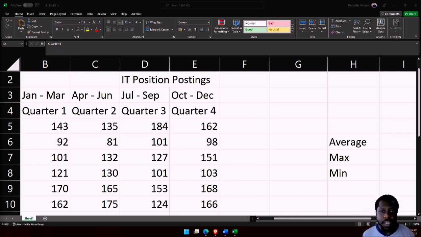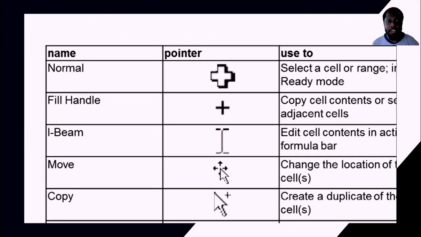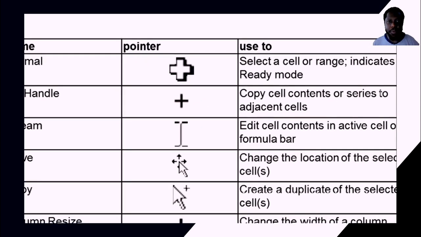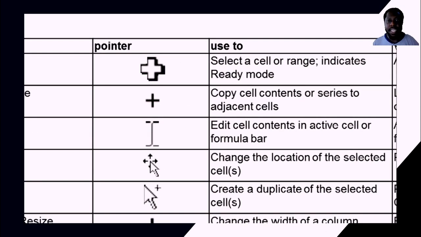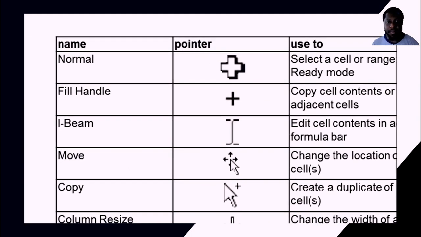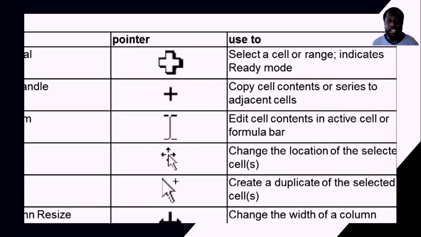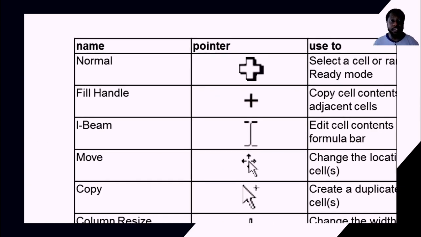Let's make progress. There are so many ways we can see the pointer, which I wish to draw your attention to. I'm going to zoom in so that we can have a close-up. The normal view of the pointer is what we discussed the first time: selecting a cell or a range, or indicating that we are in a ready mode. The full crossed thin line, which we use to copy cell contents or a series into adjacent cells, is what we refer to as the fill handle.